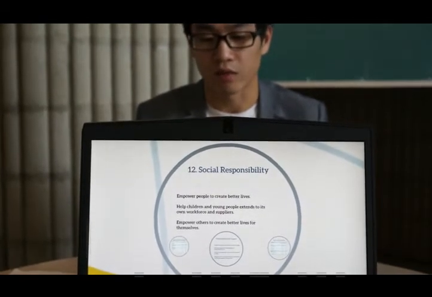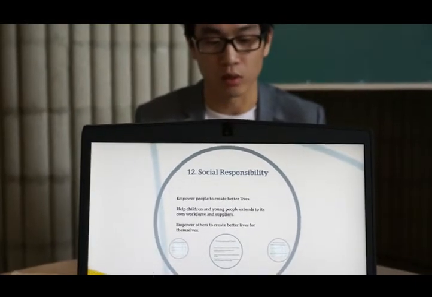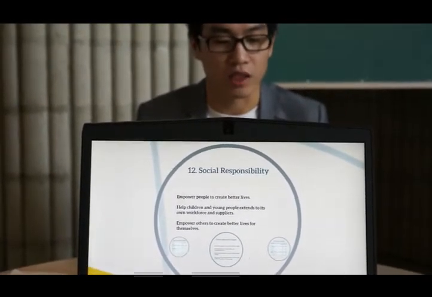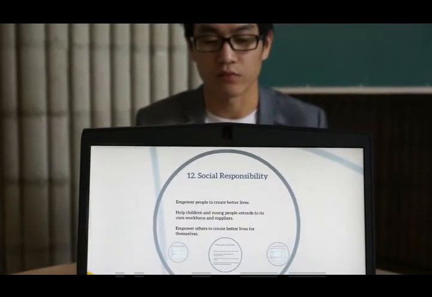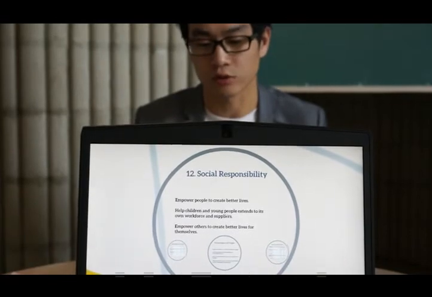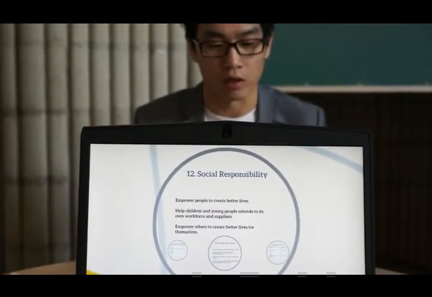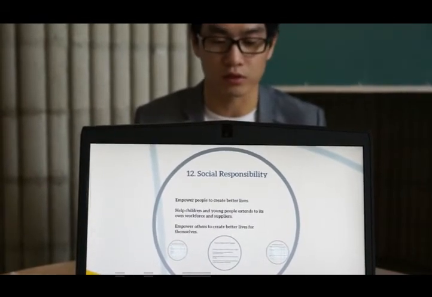Globally, the IKEA Foundation supports projects in some of the world's poorest communities. The IKEA Foundation is an independent charitable foundation that focuses on protecting children from child labor, providing a better life for refugee children, and empowering girls and women.